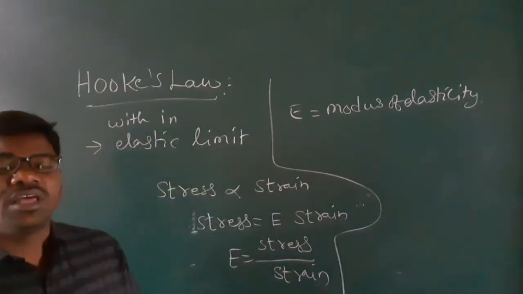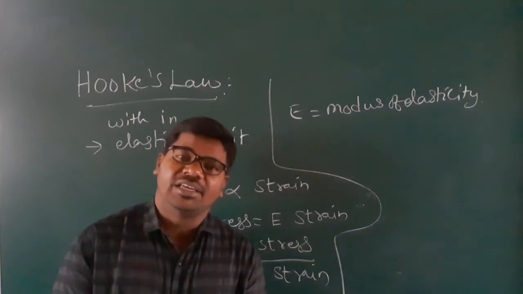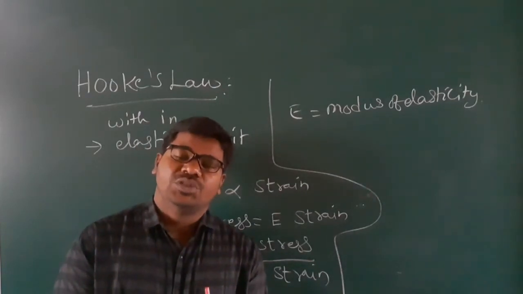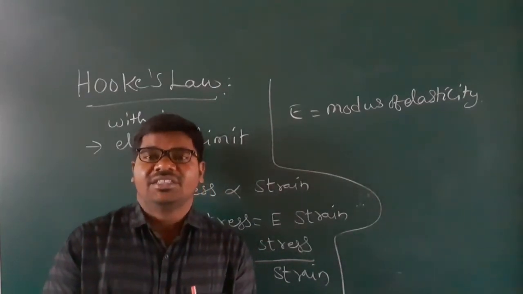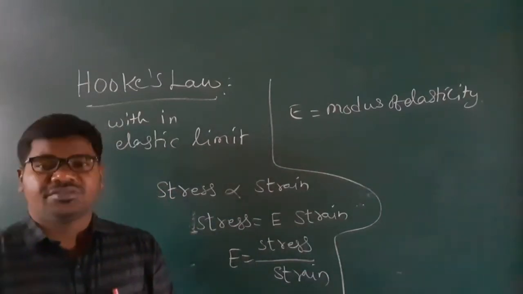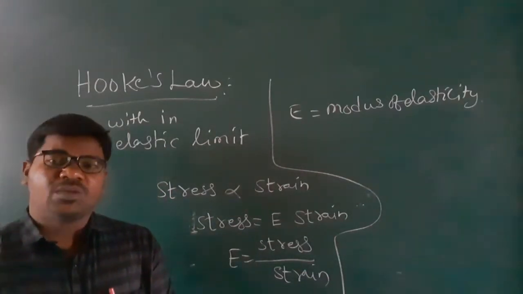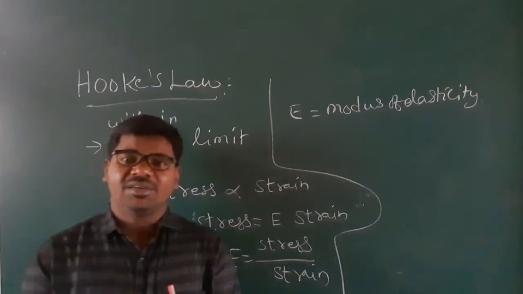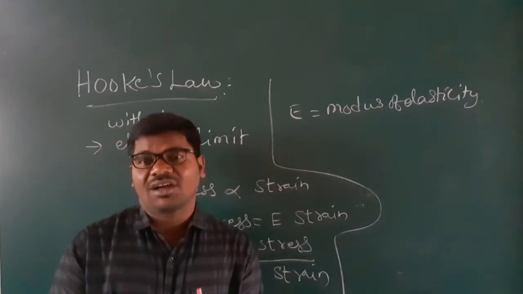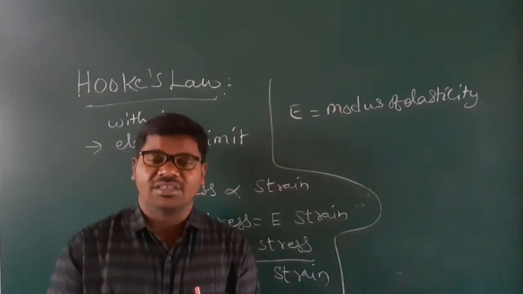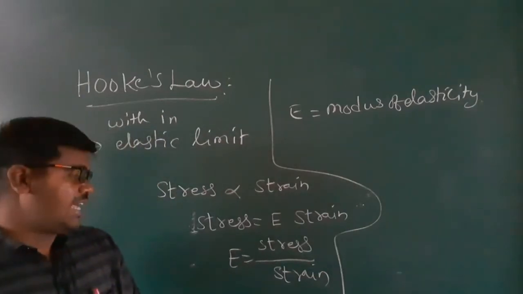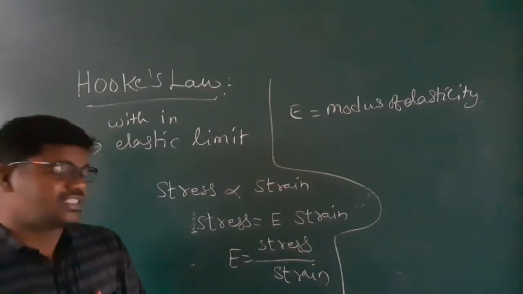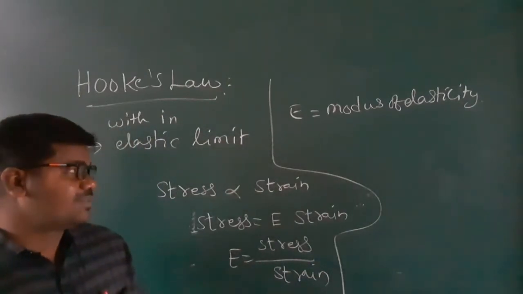So Hooke's law was formulated by Robert Hooke. Within the elastic limit, the stress is directly proportional to strain. By removing this proportionality, we can introduce a proportionality constant equal to E. Understand? E, the modulus of elasticity, is equal to stress by strain.